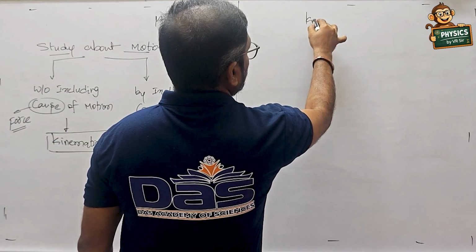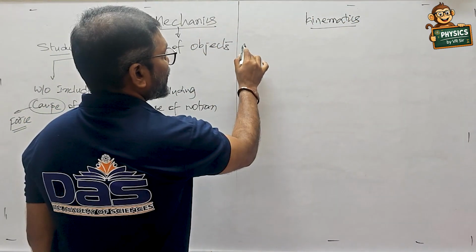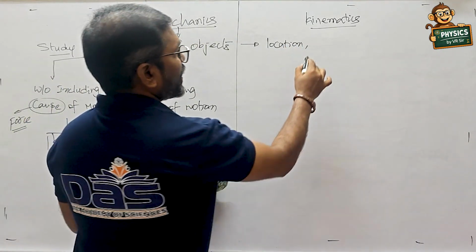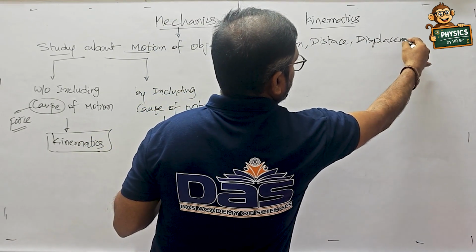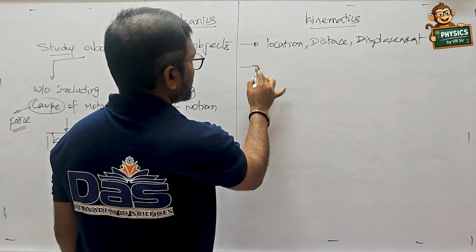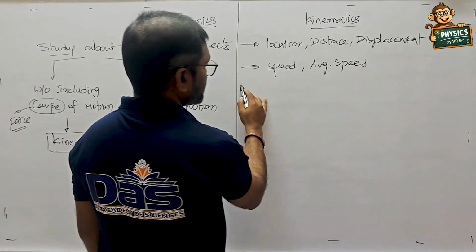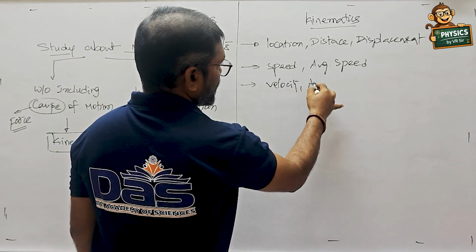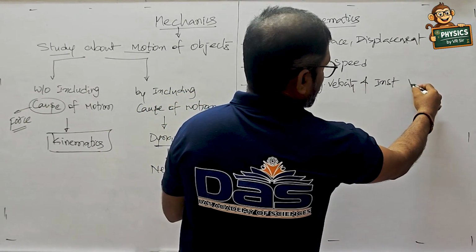First, let us know what the topics in kinematics are. First, we're talking about location, and then distance, and then displacement. This is the first subtopic in kinematics. And then we are talking about speed and average speed. Then velocity, average velocity, and instantaneous velocity.